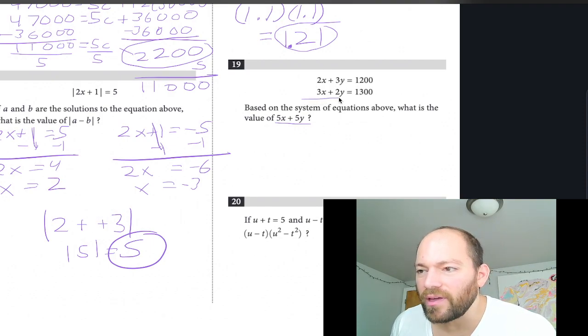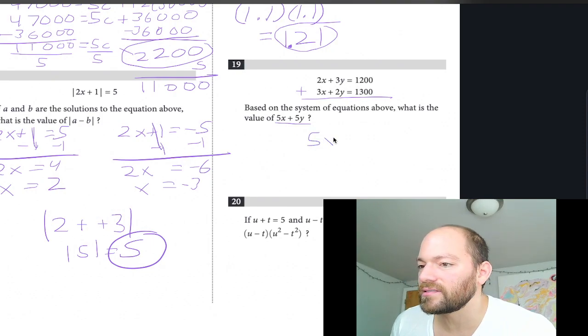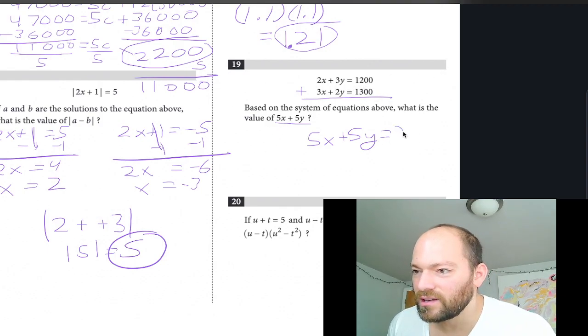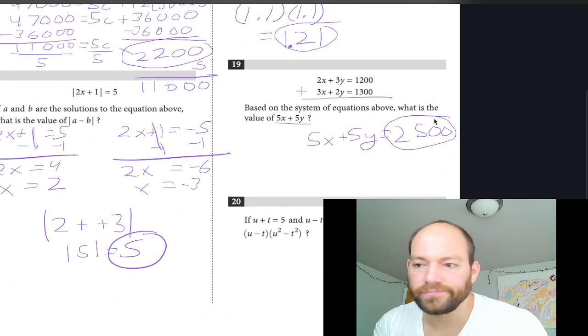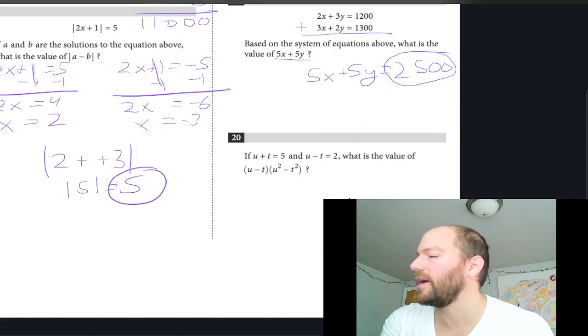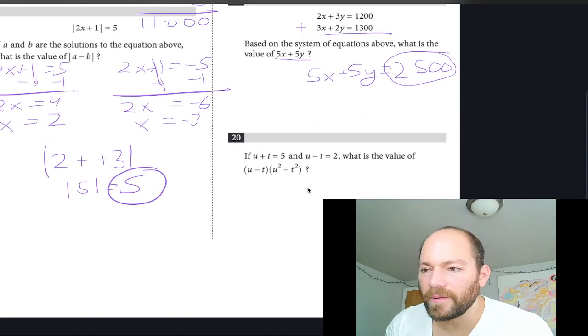So look what happens when we add these equations together. 2x plus 3x is 5x. 3y plus 2y is 5y. So we're going to get the answer right here. 1200 plus 1300 is 2500. Wow. So great. Okay.